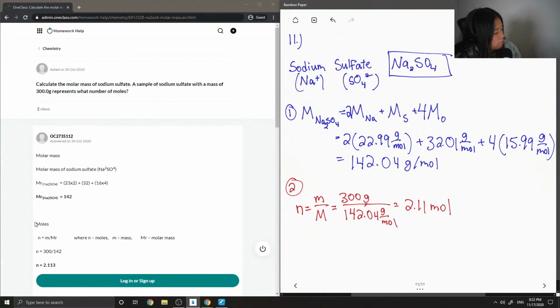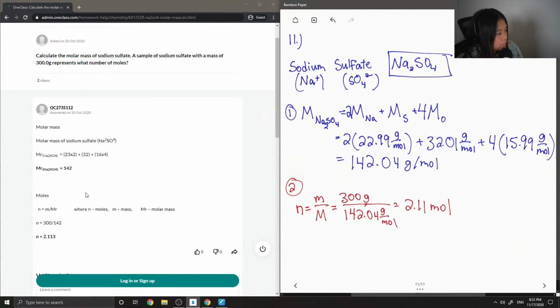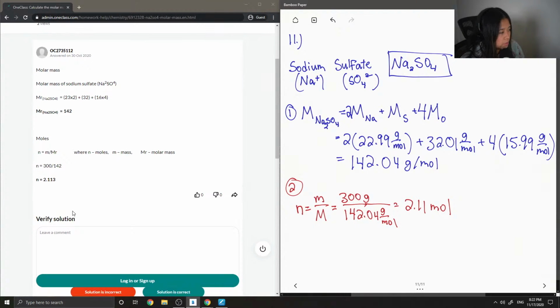Okay, so let's see what the junior tutor said. They got a molar mass of 142, and for moles, they got 2.113. Okay, so this solution is correct.